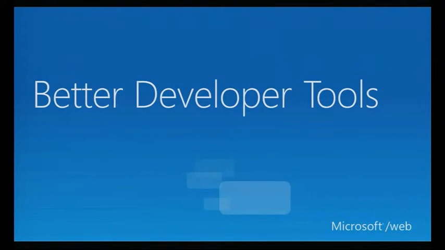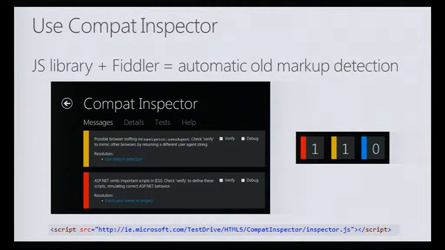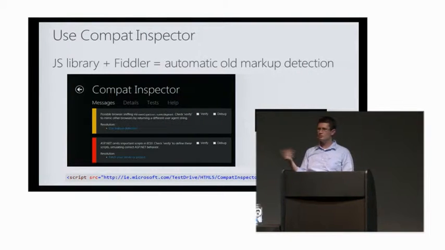So, better developer tools. A few of you raised your hands when I asked if you used the F12 tools. Everyone knew about the developer tools. If you press F12 in IE, it pulls up the developer tools. They're pretty handy. In IE10, we've actually included some better ones.